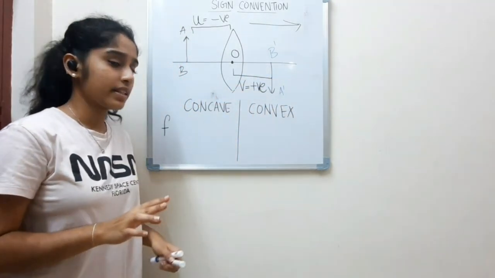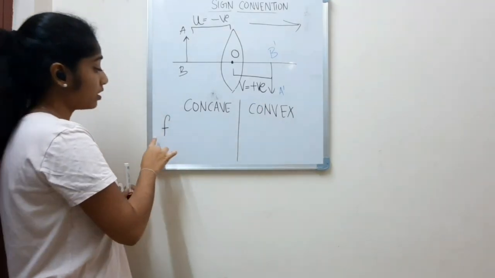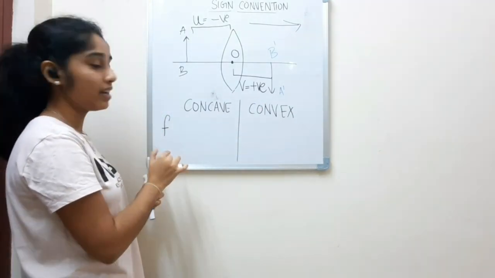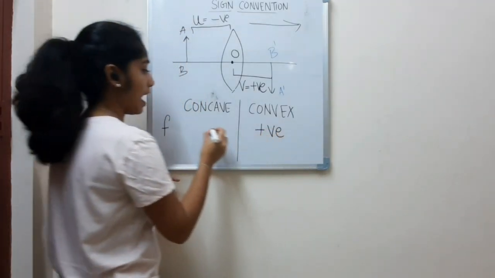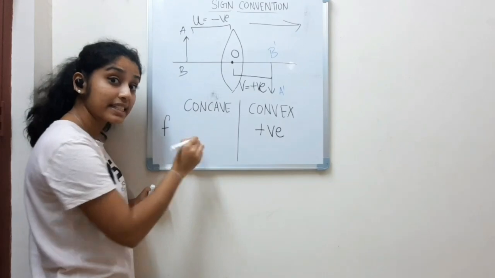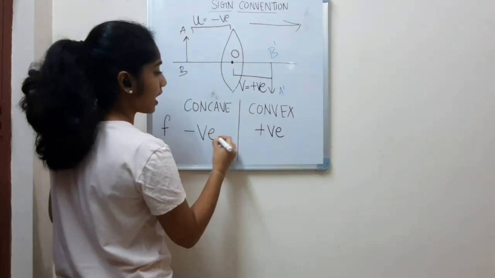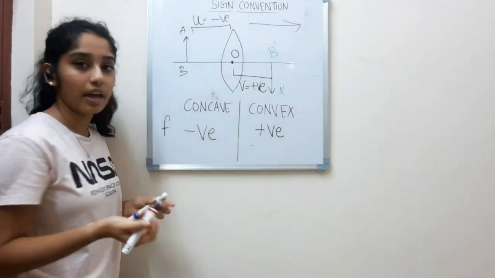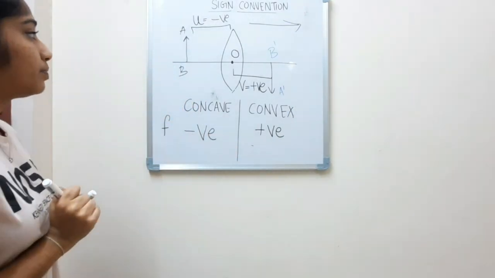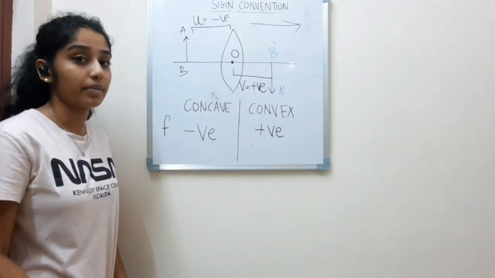But one thing remains the same. For a convex lens and mirror, the focal length will be positive. And for a concave lens and mirror, your focal length will be negative. As I told you, X is like a plus, so it's positive. That way you can remember it. So that's the major difference between a spherical mirror and a lens.